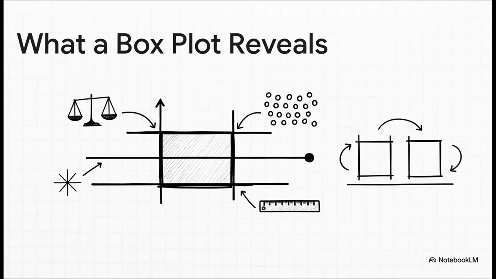So let's just recap what a box plot shows you, all at once. You see the data center, that's the median. You see the spread of the main chunk of data, that's the box. You see the typical range, those are the whiskers. And you can spot any unusual values, the outliers. And maybe the best part, it's an amazing way to put multiple groups side by side to compare them instantly.